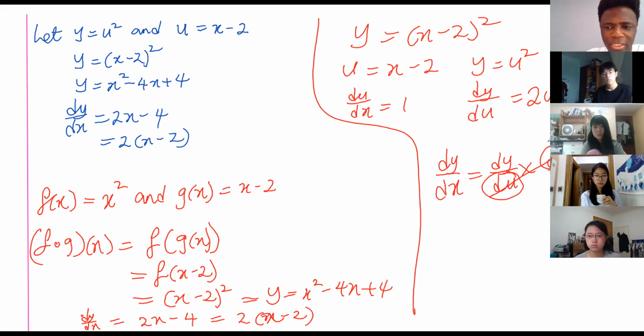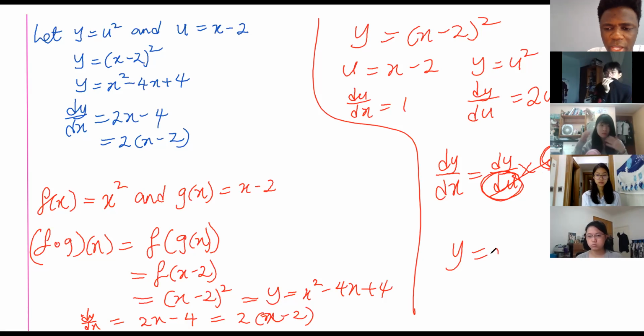Okay? Here, the independent variable is u. The dependent variable is y. In the other one, u is now the independent variable, x is the dependent variable. So my independent variable in the first one is my dependent variable in the second one. No, I think it's the other way around.